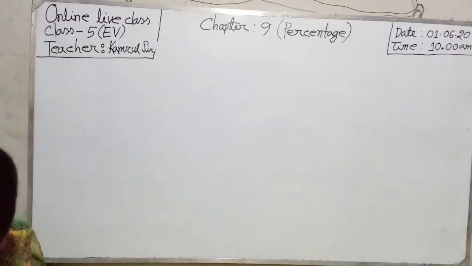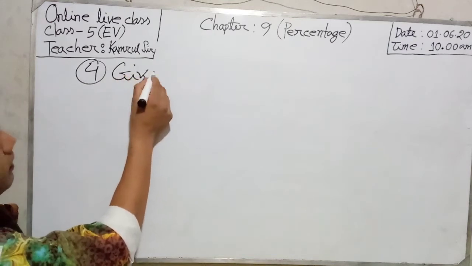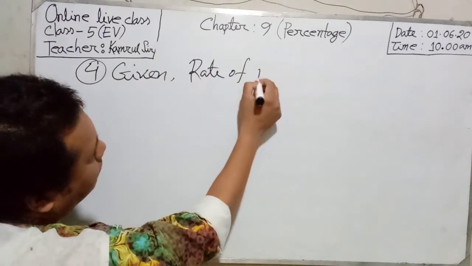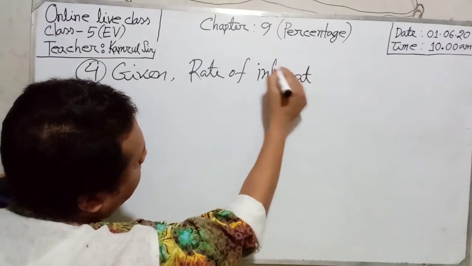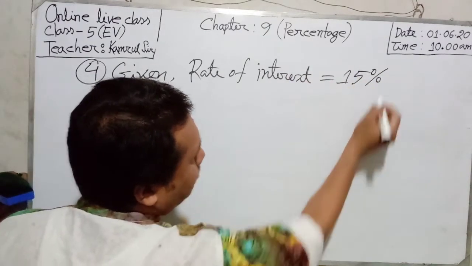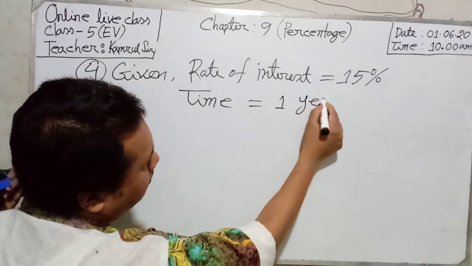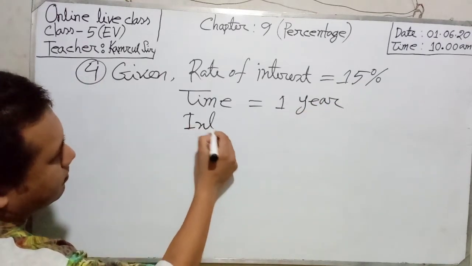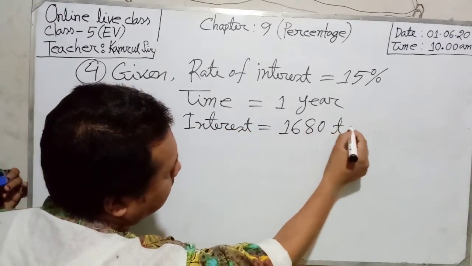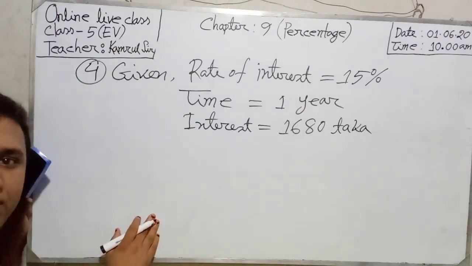So now, at first we write the given. Rate of interest equals 15. You can write percent, no problem. Now time, 1 year, interest 1680 taka. This is our given part. Now our demand, we have to find the principal.